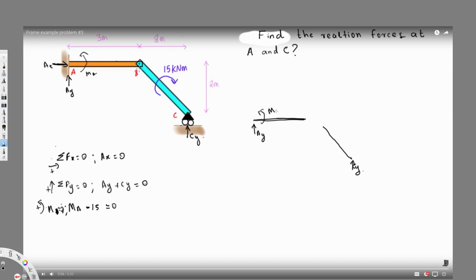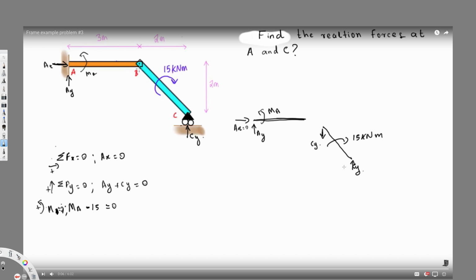MA, and then Ax is 0, we already know. Then here we have Cy, and we also have 15 kilonewton meter. Since here is the Cy, there should be a reaction here, so this is going to be the opposite direction. So this is going to be Cy downside. Then since we have only one unknown variable here, I can solve for here.